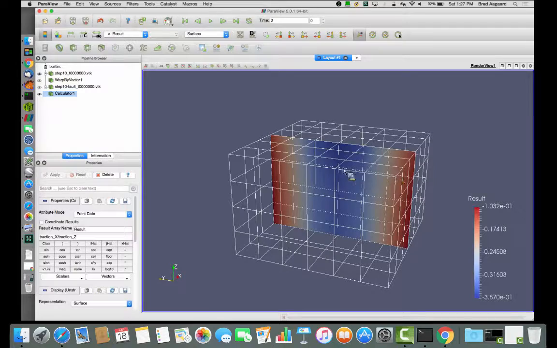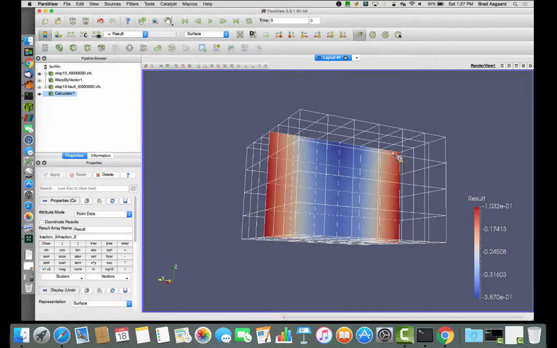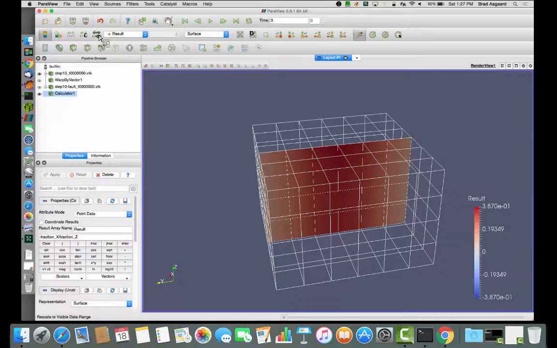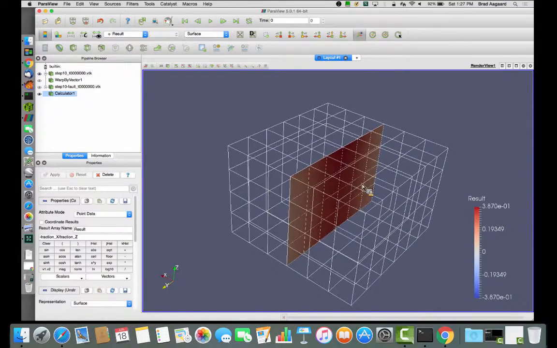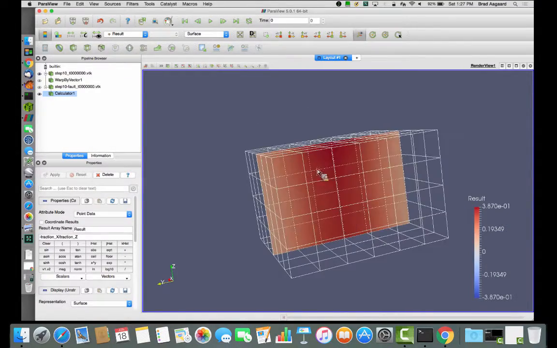And so here you can see that in the middle, and I should really do minus because compression is negative. So you'll notice that the biggest value is about 0.38. I have a coefficient of friction of 0.6. And so I'm well under what tractions would cause fault slip in this case.